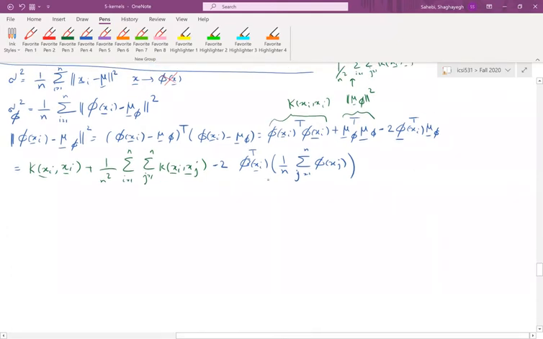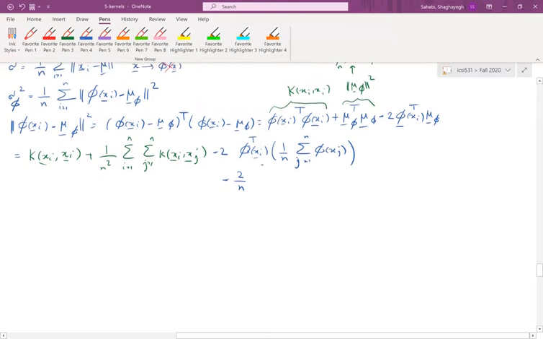I can rewrite this. I can take n out, right? So I will have minus 2 over n. And then because i is invariant to this j in the sigma, I can just push this inside the sigma. So I can rewrite it as this: sum over j equals 1 to n of phi of xi transpose, because it doesn't matter that j is changing. As long as I don't have i here in the sigma, phi of xi is kind of constant within the sigma, right? So I can just move it in, multiplied by phi of xj.